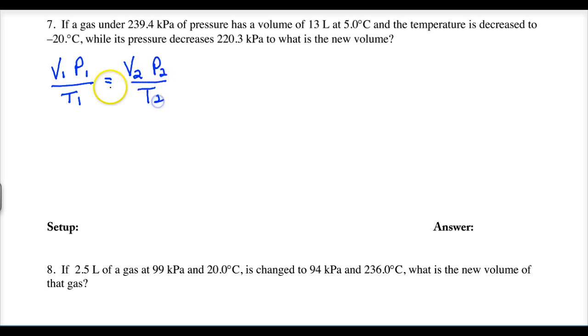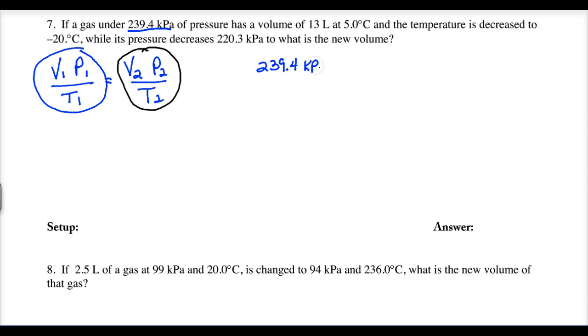So T2. Now, I'm not a big fan of ones and twos. I like to think of one scenario as the current scenario, and the other as the future. So in any case, it doesn't matter how you look at it. Let's plug it in. If a gas under this pressure, that's the current pressure, so I'm going to write that as 239.4 kilopascals, sometimes called kPa, and that's my pressure, has a volume of 13 liters, at 5 degrees Celsius. So we know that all of these go together. There's the pressure, there's the volume, there's the temperature.